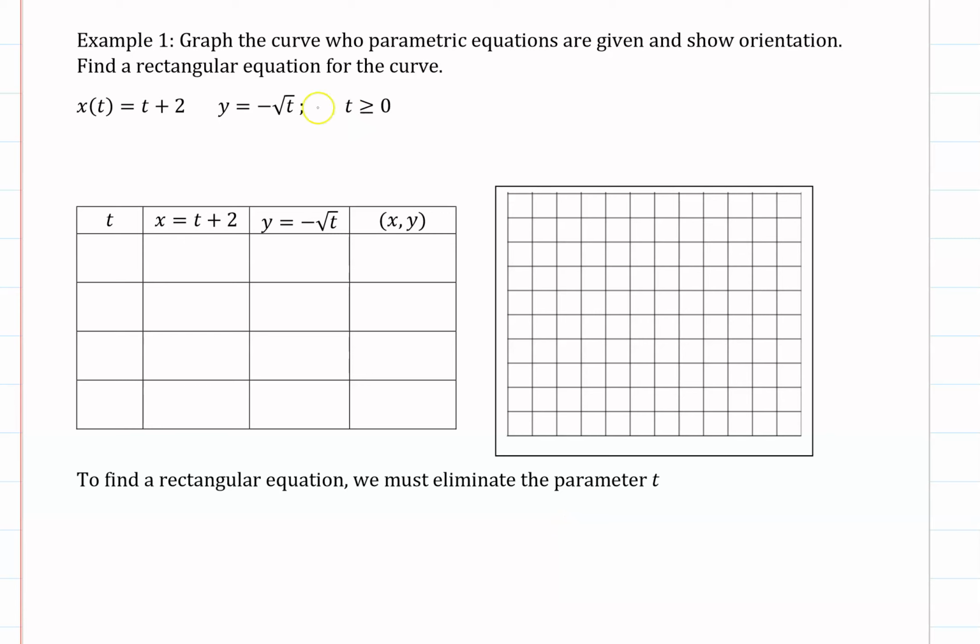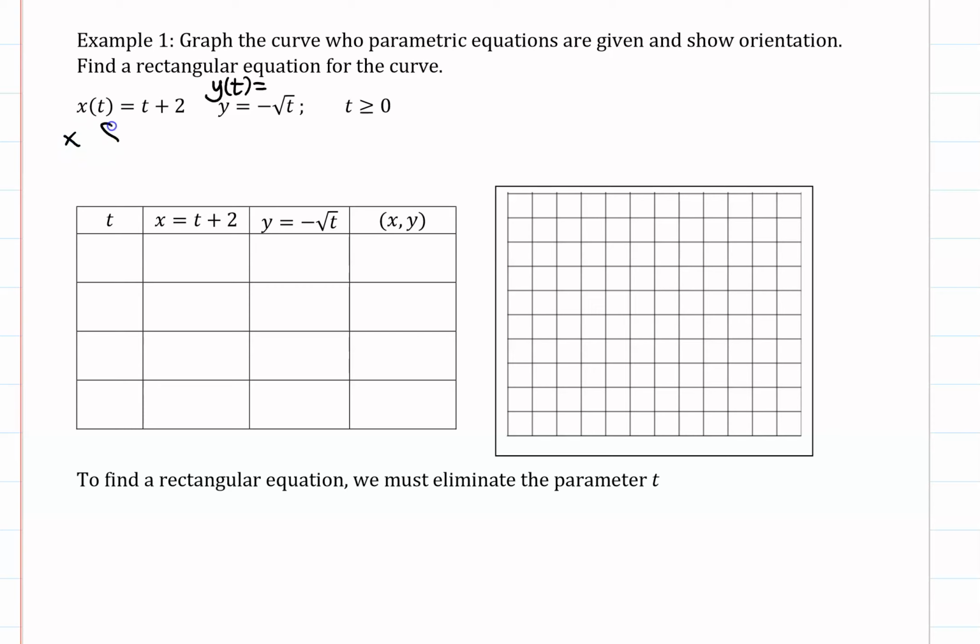So we have two parametric equations here. We have x of t is equal to t plus 2. And y, I don't have the of t here, but you could think of this as y of t is equal to the negative square root of t. And we have that t must be greater than or equal to 0.